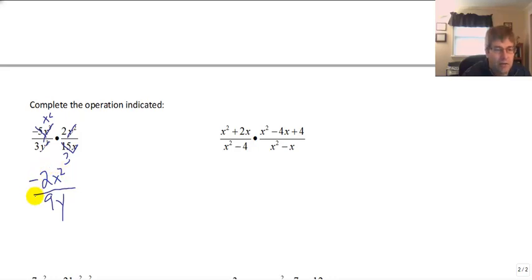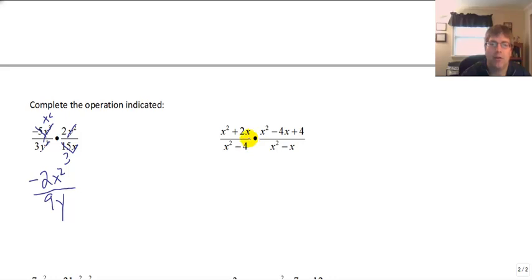And that, I'll take a look again. My constants are simplified, my coefficients are reduced. X squared over y, there's nothing to simplify there. So I have completed the operation. I've multiplied those two fractions and got my final answer.